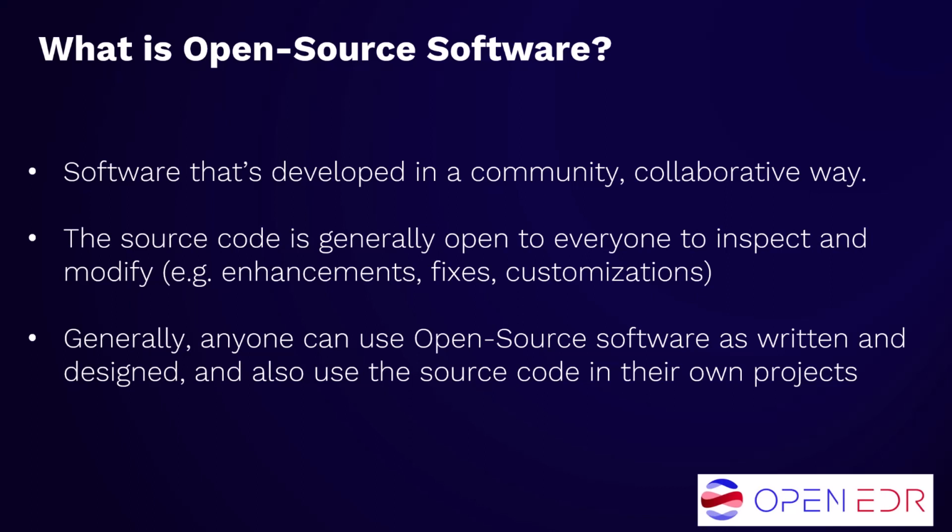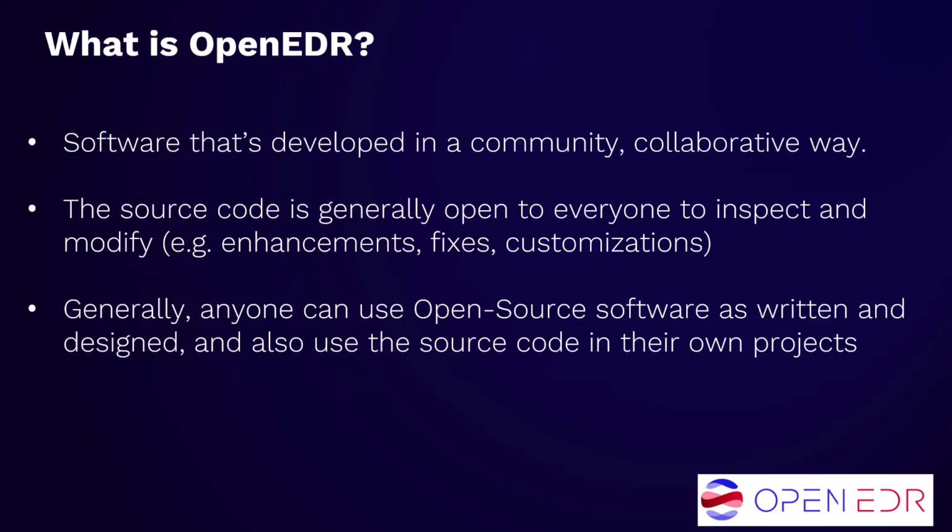Software that's developed in a community in a collaborative way is called open source. In open source, the source code is generally open to everyone to inspect and modify, this includes enhancement, fixing, and customization. Generally, anyone can use open source software as written and designed, and also use the source code in their own projects. And this brings the next question into mind.